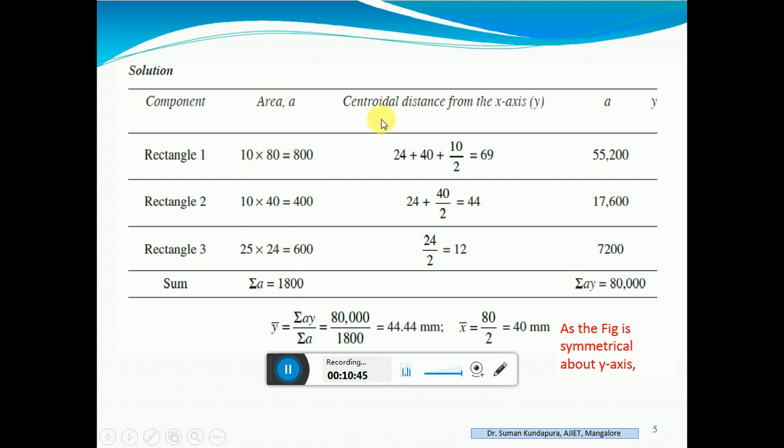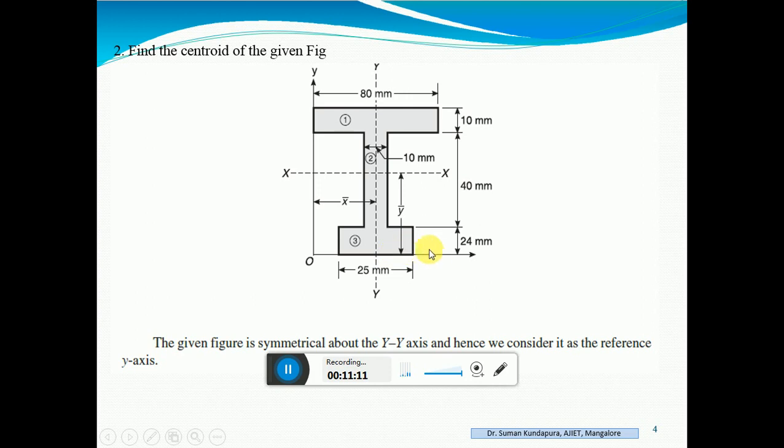Now I am supposed to find out y bar; x bar I know. So I need only the y distance from the x axis. What is the y bar formula? Summation of ay divided by summation a. So I need to find out summation ay and summation a. In order to find summation ay, I need to know y. For each rectangle, I need to know the y distance from the x axis. So this is your reference x axis. From here, I need to know the centroid CG of each rectangle. Let us begin from the first rectangle.